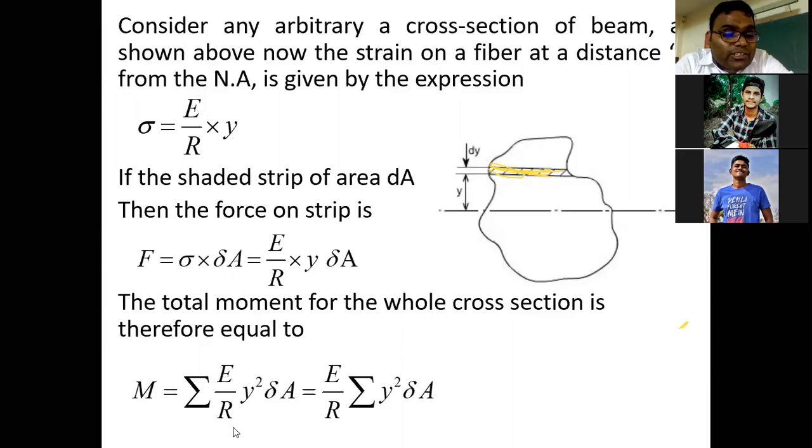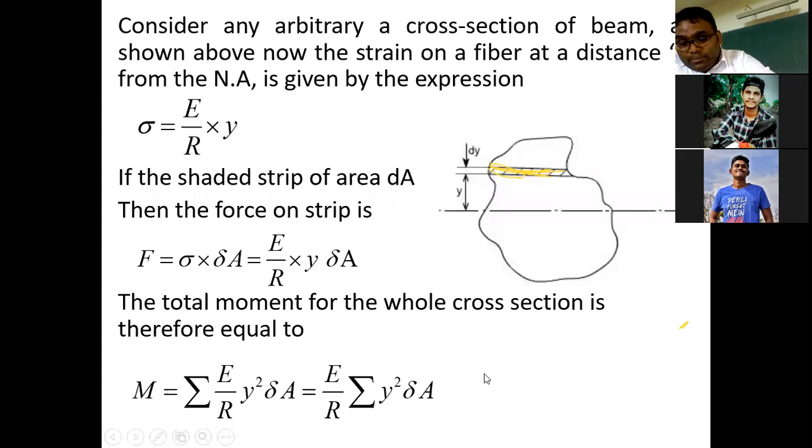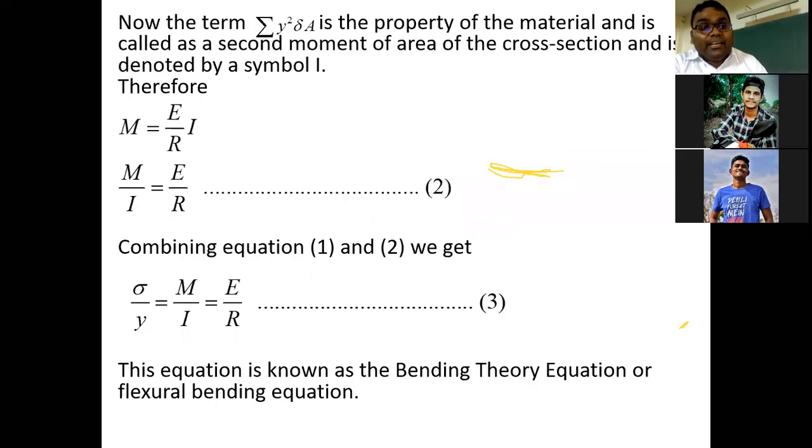Now this is a constant. If I take it outside, a new term comes: summation of y square del A. Now you may remember something you have studied: the moment of area is called the moment of inertia. The moment of area is called the moment of inertia. This term is represented by capital I.